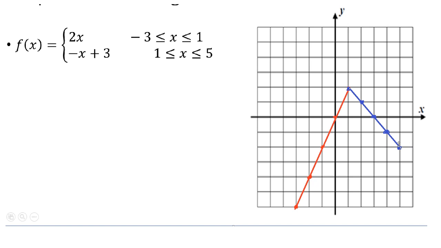I'm not allowed to use any arrows at the endpoints because I have a restricted domain that goes from a specific x value to a specific x value. So this is my function.